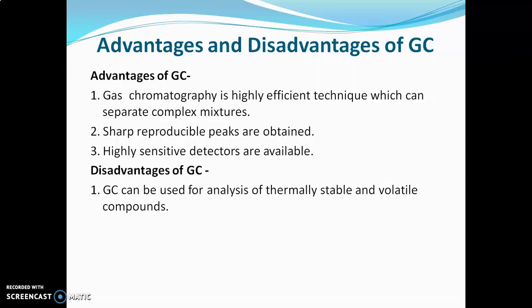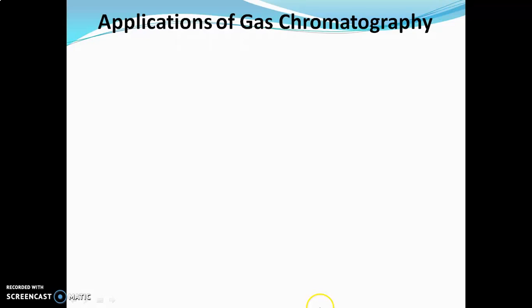Disadvantages: gas chromatography can be used for analysis of only thermally stable and volatile compounds. Most of the detectors used in gas chromatography are destructive in nature.